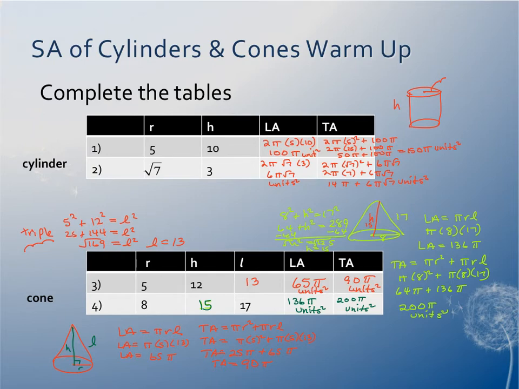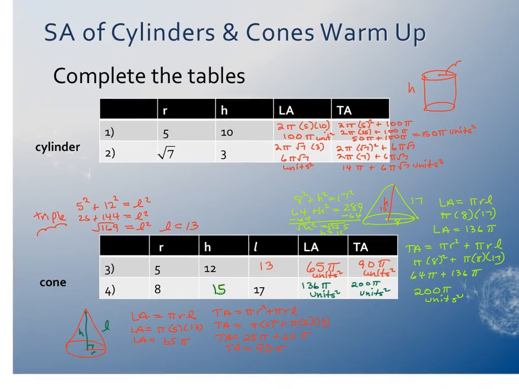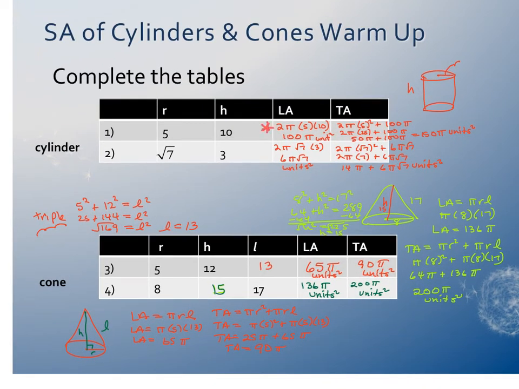Let's do the warm up for the cylinders and the cones, which is a lot easier. So here, my lateral area for number 1, remember it's 2 pi r height, and that's what I plugged in. Total area, you find the area of the two bases and then add it to the lateral area. So total area is 2B plus LA. So the two answers here for number 1 are 100 pi units squared and 150 pi units squared.